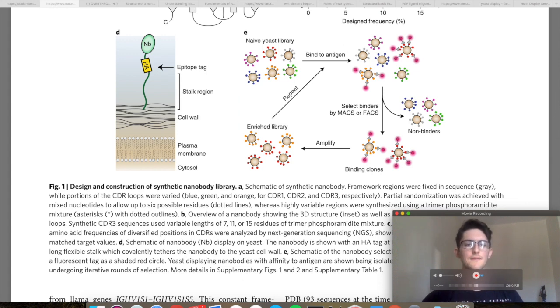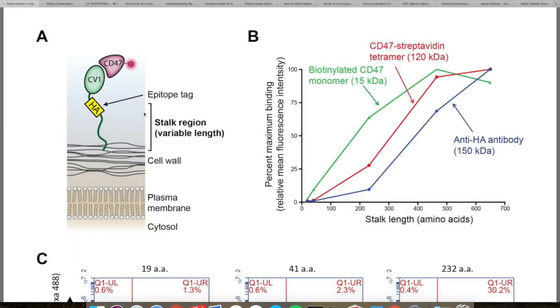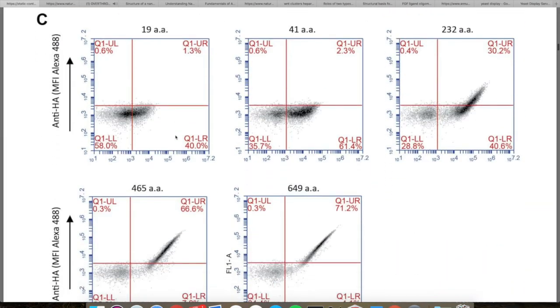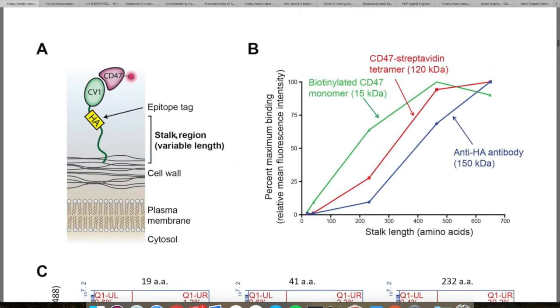Figure 1D is a schematic for how they engineered their nanobody library to be stuck to the yeast cell wall and presented. And instead of using Aga2p, as I had talked about earlier when discussing how yeast display works, they just used a very long linker that would get stuck to the cell surface and an HA tag to make sure it was there. How did they do this? They designed a whole load of variable lengths, and they used fluorescence activated cell sorting.